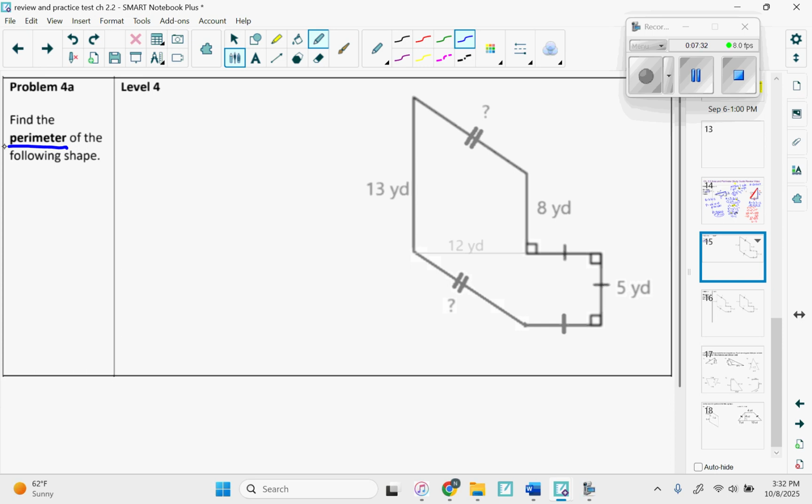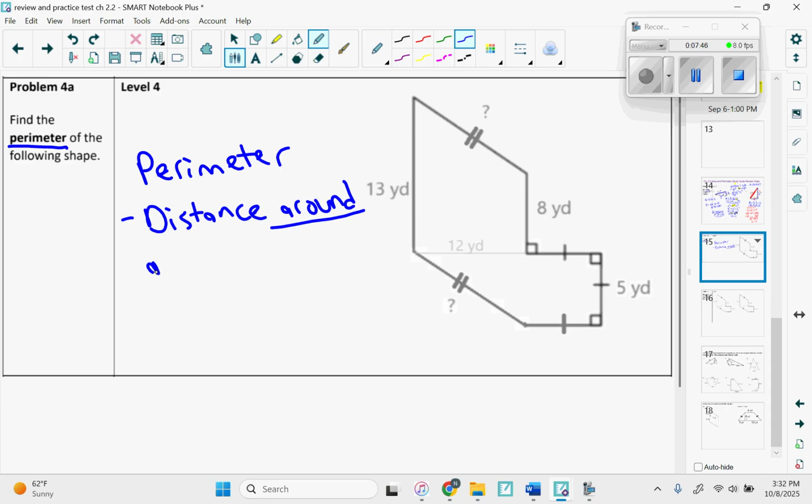So again, perimeter, you need a quick definition. That is the distance around a shape. So if I actually visually showed that, I am walking along the outside of this shape. That is my perimeter, okay?